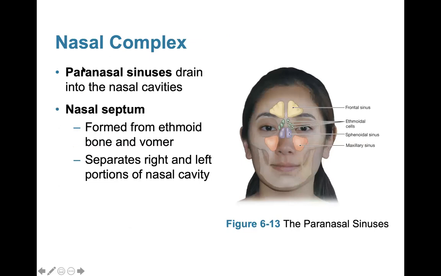Within the nasal complex, we have the paranasal sinuses. This drains into the nasal cavities. And then the nasal septum, which is going to form from the ethmoid bone and the vomer. This will separate right and left portions of the nasal cavity.